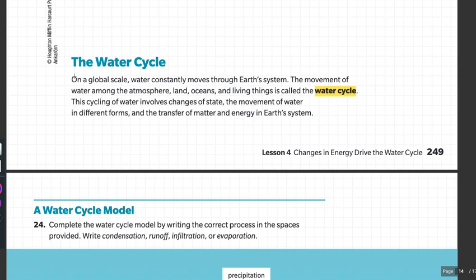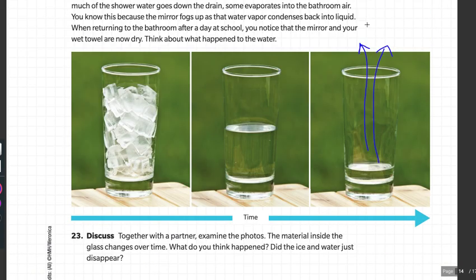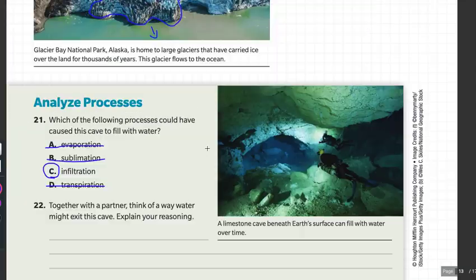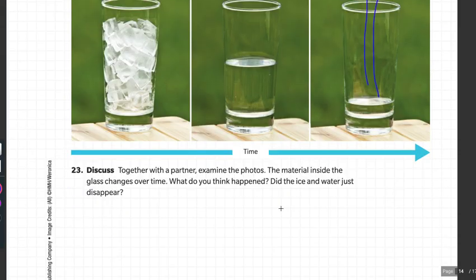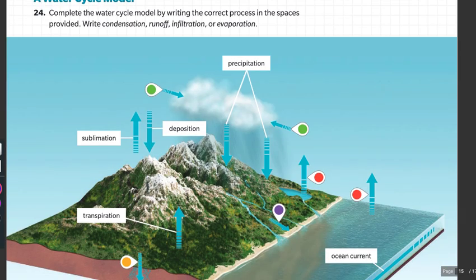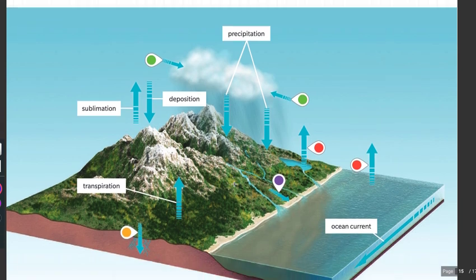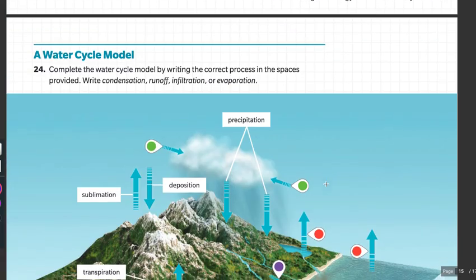And this is defining the water cycle, which is, on a global scale, water constantly moving throughout the Earth system. The process of evaporating and all those things we've been discussing, right? Evaporation, infiltration, sublimation, all these ways that water moves around the Earth is the water cycle. So here's a model of the water cycle. It says, write condensation, runoff, infiltration, and evaporation.